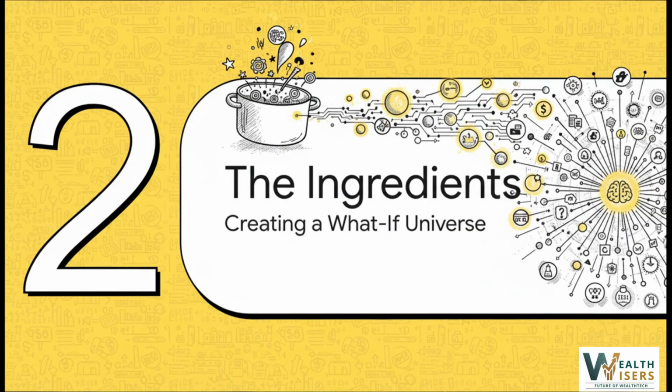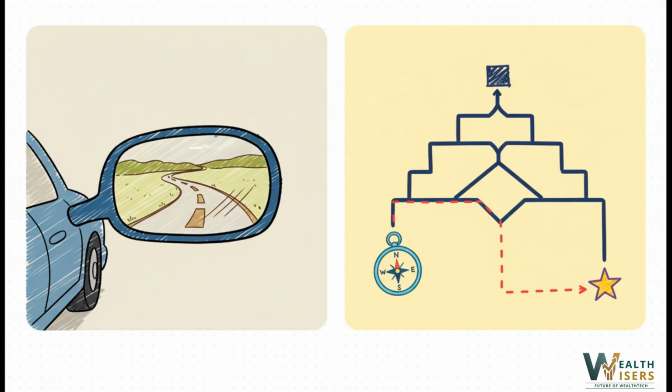Okay, so every great recipe needs the right ingredients, right? For an AI, that ingredient is always data. But here's where this gets really clever. Instead of just feeding it old historical data, this system actually creates its own massive data set. It literally builds a what-if universe for itself to learn from. If you only use past data, it's kind of like trying to drive a car while only looking in the rearview mirror. It tells you where you've been, but not where you're going.